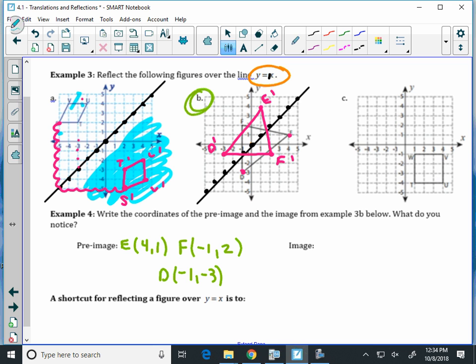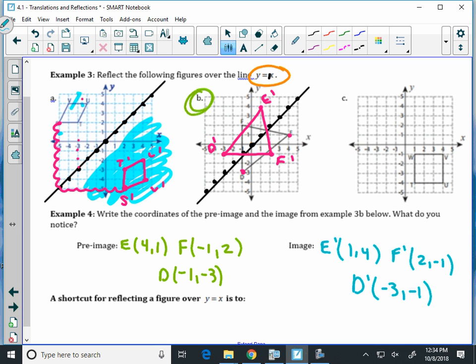So we're now going to write down the image coordinates. Where did E prime end up being? 4. Where was F prime? And where was D prime? What do you notice? You just flip it.